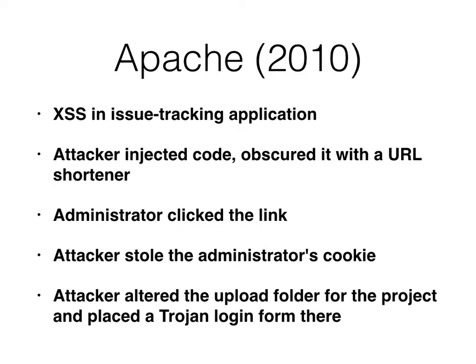Right. Here are some examples of real-world attacks. Remember this one, Apache? In 2010, the Apache project had a cross-site scripting flaw in their issue tracker, where you could make complaints and developers could track the issue. So an attacker injected code and obscured it, and then an administrator clicked the link. So he got an administrator cookie. After that, he changed the upload folder for the Apache project, and he put a Trojan login form there. So when people tried to upload code, it would pop up a box asking them to log in.